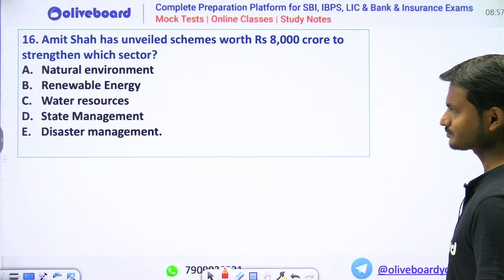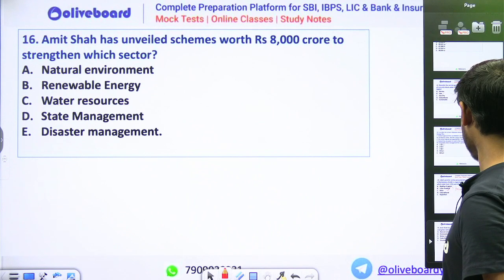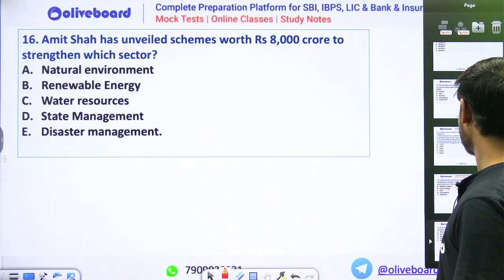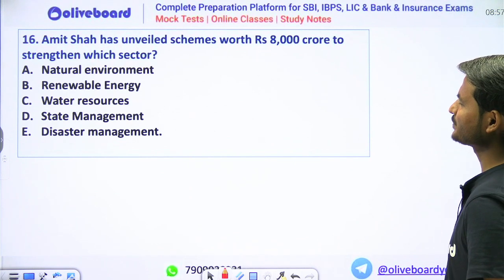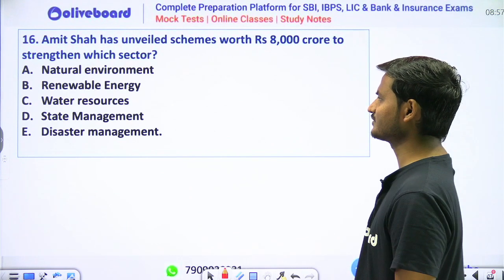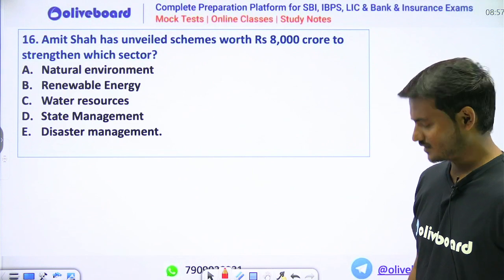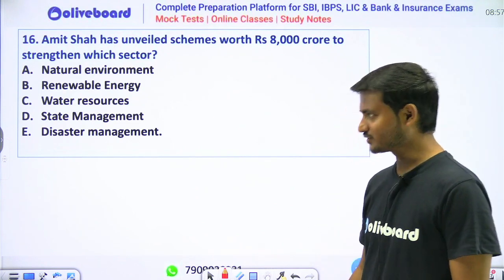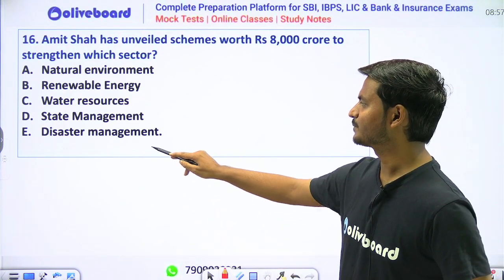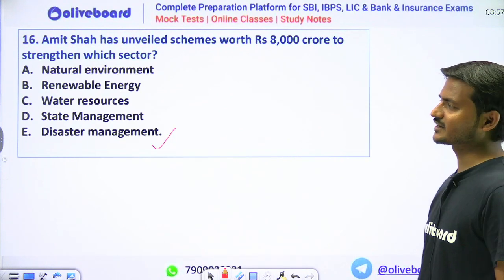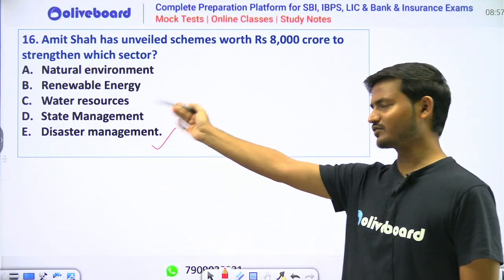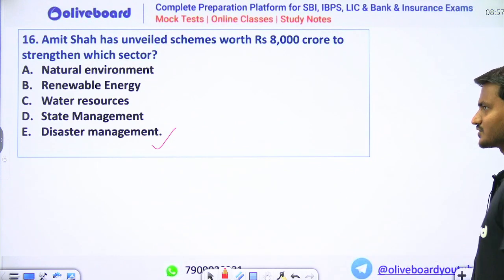Moving forward, the next question here is about Amit Shah. Amit Shah has unveiled a scheme worth rupees 8,000 crore to strengthen which sector? Amit Shah has unveiled rupees 8,000 crore to strengthen disaster management. See, here also we can apply the same initials technique, and we can get the answer from among D and E, and the answer is disaster management.